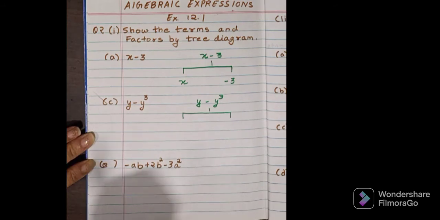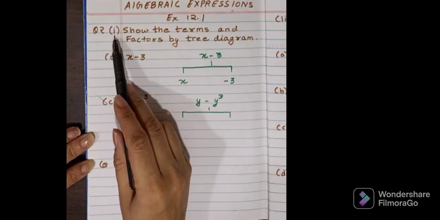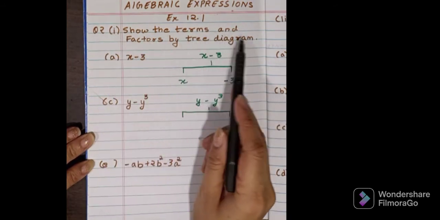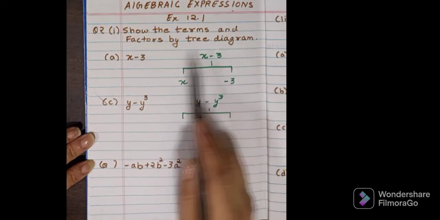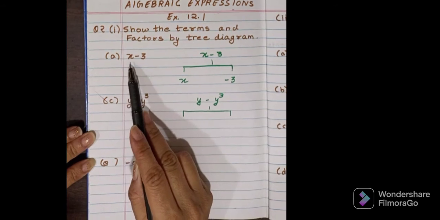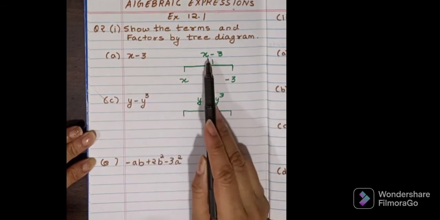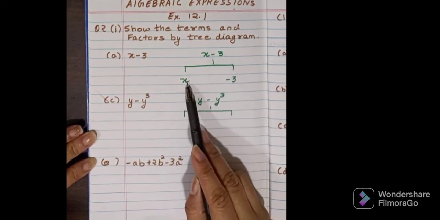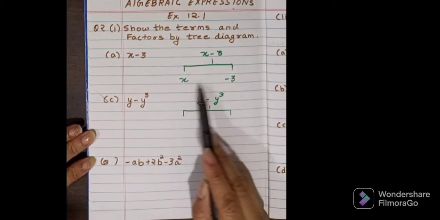Today we will do exercise 12.1 question number 2, part 1. Show the terms and factors by tree diagram. So in this question we have to make a tree diagram. The first one I have already done, x minus 3. Here the terms are x and minus 3, and these are also the factors.